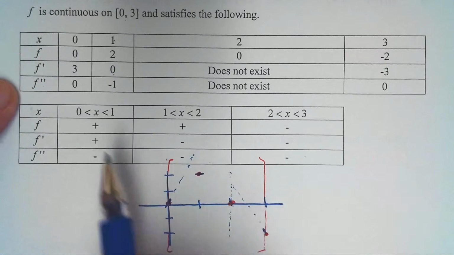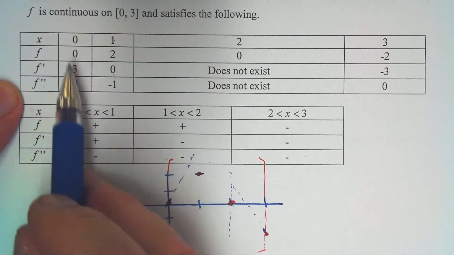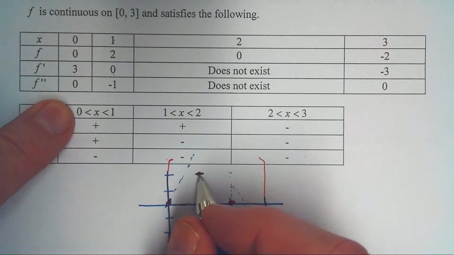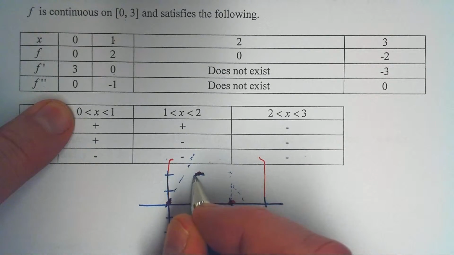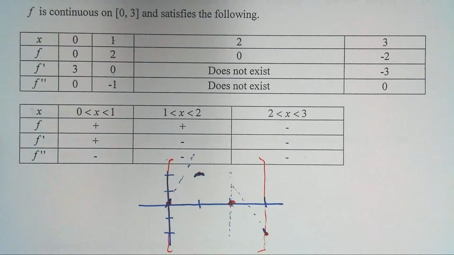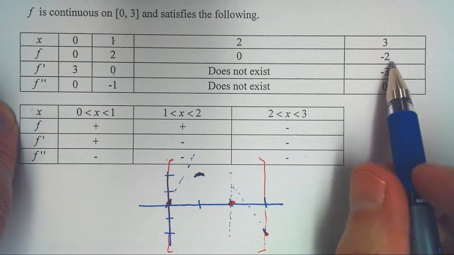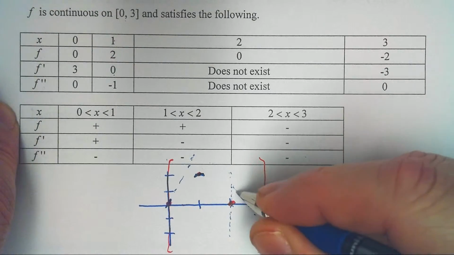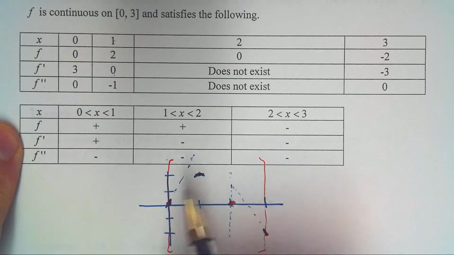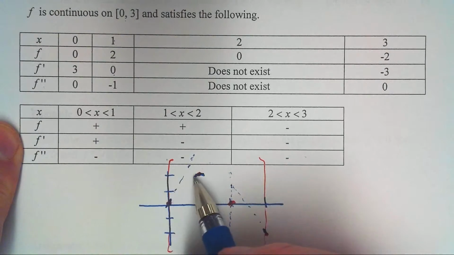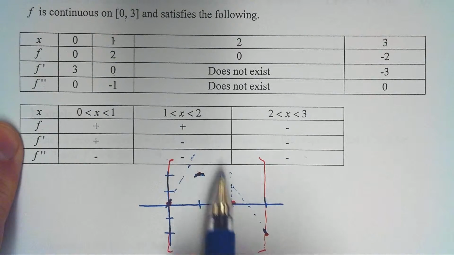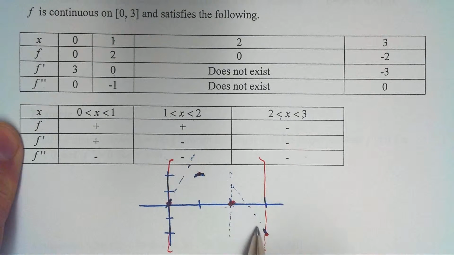Let's see. Second derivative. This is our cupping. At 0, it's going through there like a straight line. But at 1, it's cupping down. At 2, it doesn't exist. Not very surprising that the second derivative doesn't exist when the first one doesn't exist. At 3, it's like a straight line, aiming right up here. Okay, let's see what we got here. When x is between 0 and 1, the f values, the positions, are positive. Yep, they're all up. Between 1 and 2, yep, all the positions are above 0. Between 2 and 3, okay, all the positions are below 0.